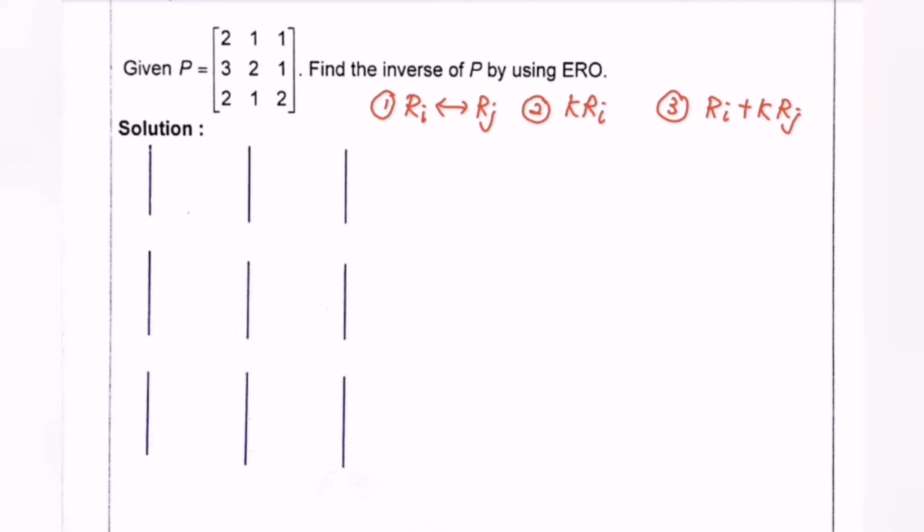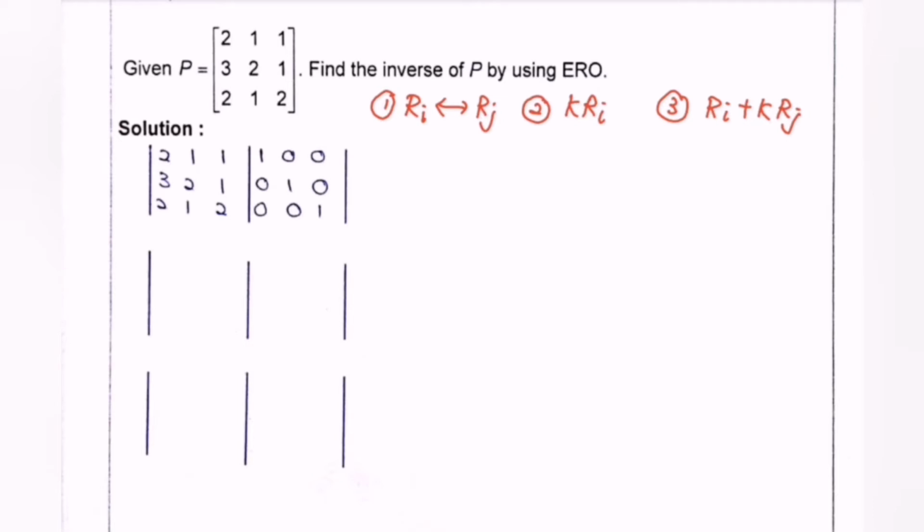In this video, I'm going to discuss how to find the inverse of P by using the elementary row operation. As stated here, we have operation number 1, which is the interchange. The second one is the multiplication by a constant. And the third one is the addition operation. First, what we have to do is copy the matrix P on the left hand side. Next is to fill in the 3 by 3 identity matrix on the right hand side.